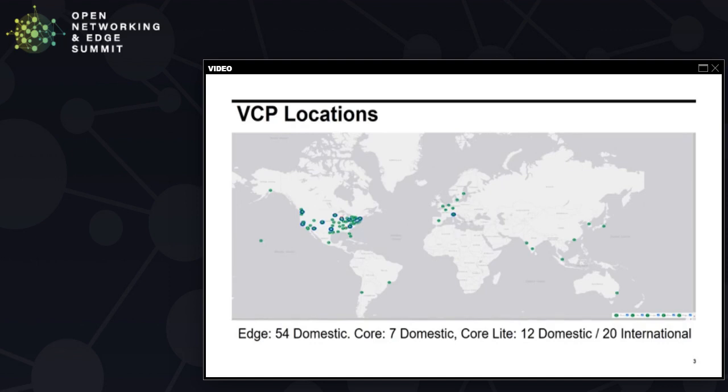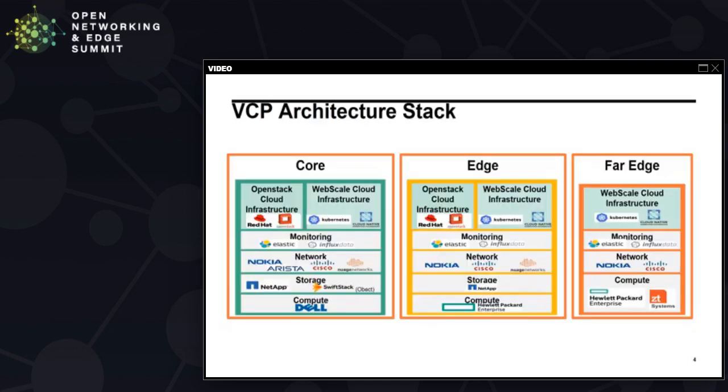VCP is a global platform deployed in 94 locations around the world. The majority of sites are in the continental US, supporting our 4G and 5G services. VCP is divided into three service offerings: Core, Edge, and Far Edge. Core handles our common network functions such as IMS and VoLTE. Edge handles 4G and 5G EPC elements and common RAN functions. Far Edge is the virtualization of the RAN infrastructure at the cell towers, and this is what we're going to be talking about today.